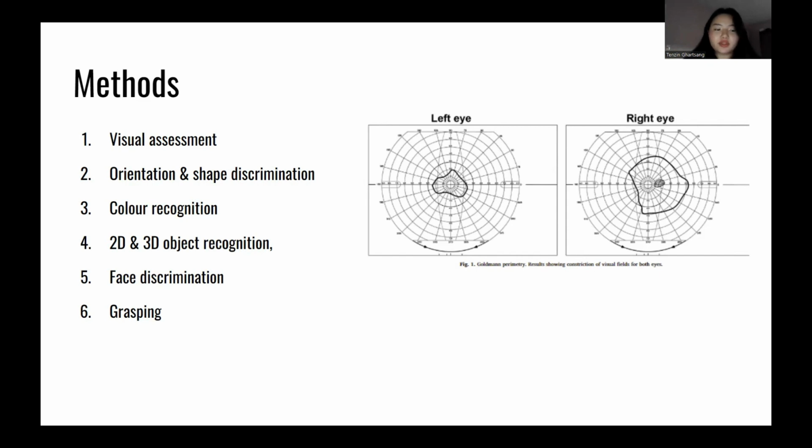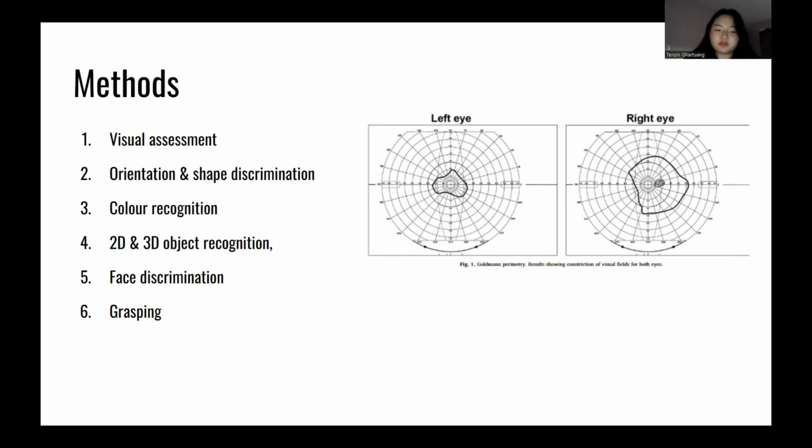Number 4, 2D and 3D object recognition. For the first one, he was shown pictures on a computer screen and he had to guess what they were. And for the 3D object recognition, he was given the object and he could either hold it or just look at it. And he was asked to guess what it was. For the first one, they found out that when the image was larger, he was able to guess it correctly. But when it was smaller, he couldn't do it as well.